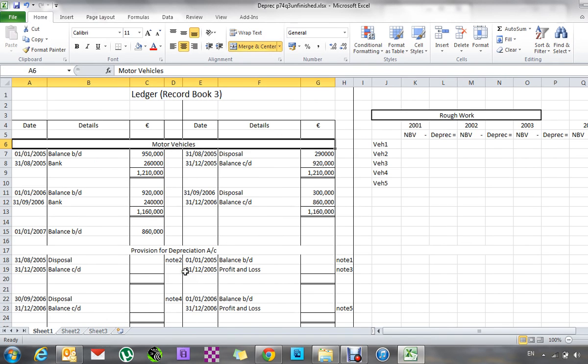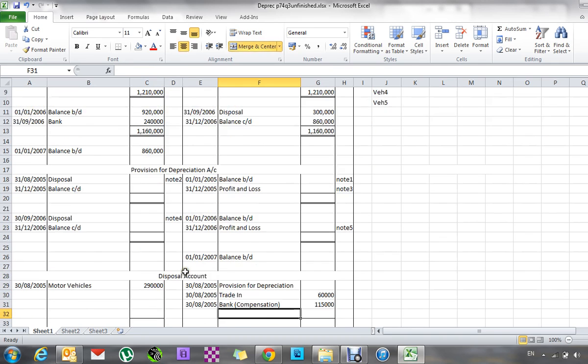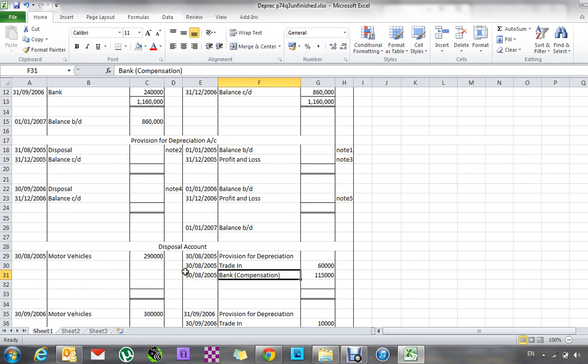So if I look over here, all of the asset accounts are exactly the same. The provision account is empty now. The dates and everything are the same. The numbers going in here will be different. And I've left the disposal account ready for me just to put in my provision, and then I can go and finish the disposal account off.